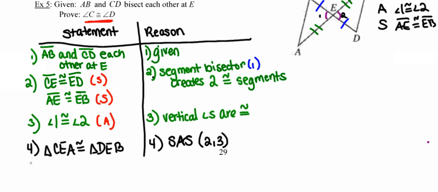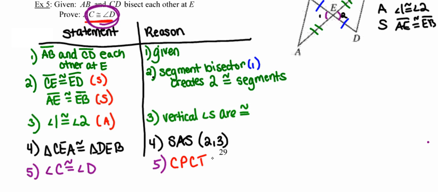And lastly, now that I've got these triangles congruent, I know that all their corresponding parts, all their corresponding sides and all their corresponding angles, have to be congruent. The pair that I'm particularly focused on, because it's what I'm being asked to prove, are these angles C and D. So I know that angles C and D are congruent. And as for my reason, I can either say when 2 triangles are congruent, all of their corresponding parts are congruent, or I can just use that acronym: corresponding parts of congruent triangles are congruent. And I'm going to cite statement 4 because statement 4 was the statement where I was referencing those congruent triangles.